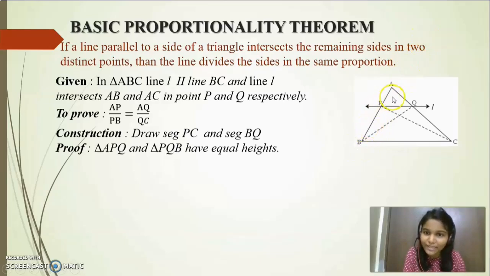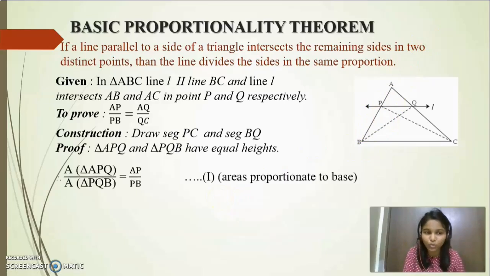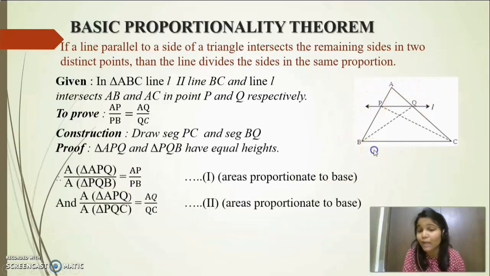So what will be the ratio of the areas of these two triangles? It will be equal to their corresponding bases. So what will you write? Area of triangle APQ upon area of triangle PQB will be equal to AP upon PB. And what will be the reason? Areas are proportionate to bases. Similarly, with the same concept, what will we write?